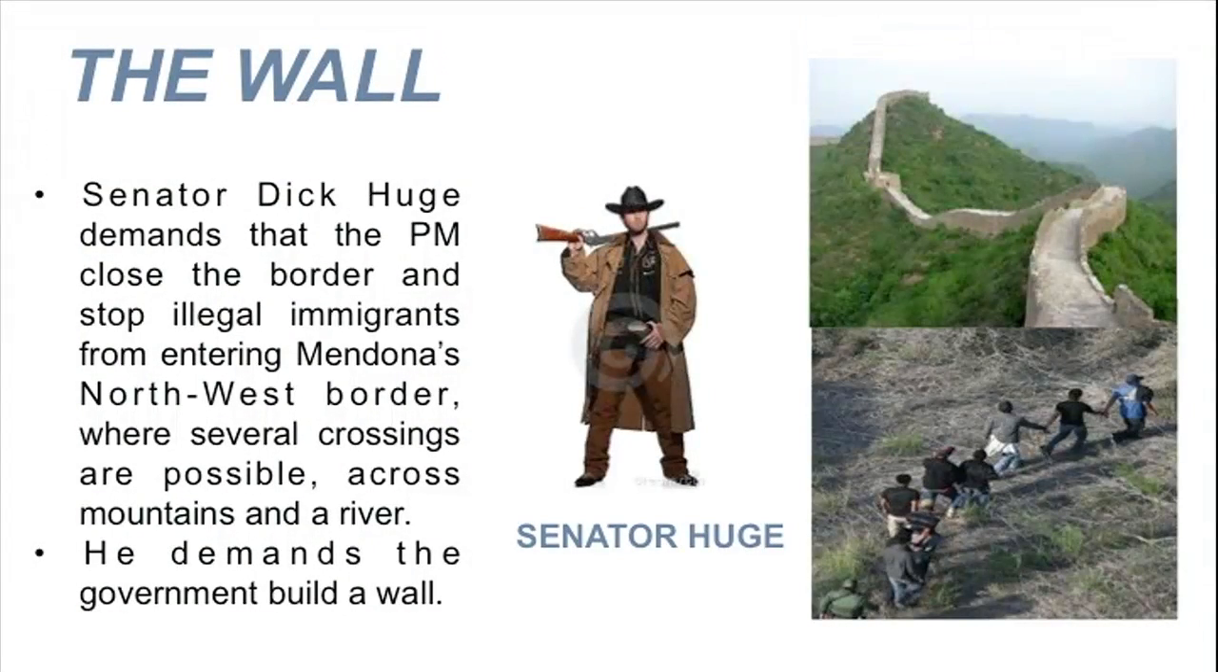Meanwhile, Senator Dick Hughes demands that the PM close the borders and stop illegal immigrants from entering Mendona's northwest border, where several crossings are possible across the mountains and a river. He demands that the government builds a wall. And the Twitter sphere seems to agree. His party, Rights for Whites, is gaining a lot of popularity, and so is his bid to be Prime Minister.